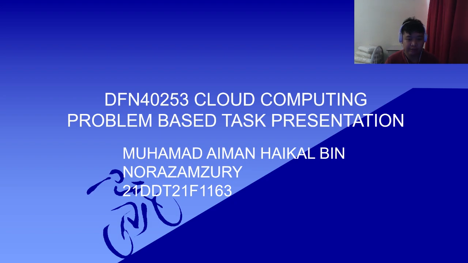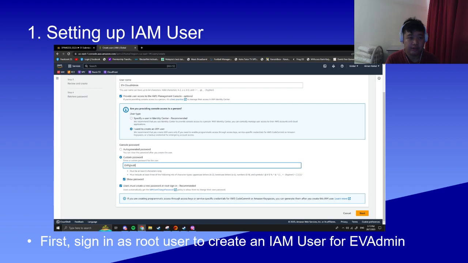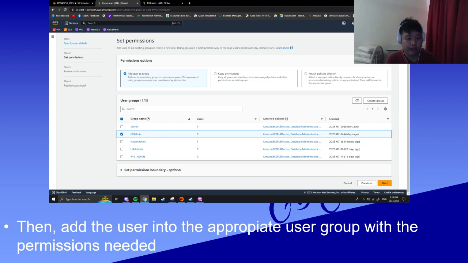Now I will present the problem-based task. Firstly, we need to set up the IAM user. Sign in as a root user to create an IAM user for EV Cloud Admin. As you can see in this picture, you can see the cloud admin here, and then put a custom password, and then we need to create a new password and sign in. Then we have to add the user into the appropriate user group with the permissions needed.